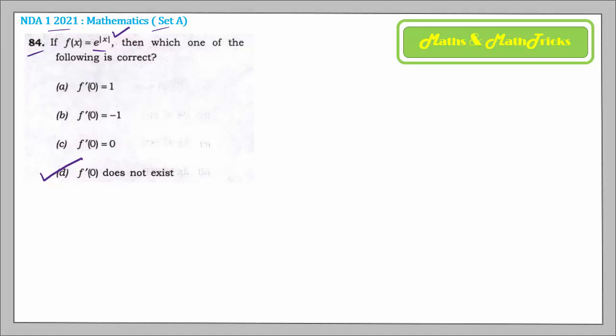So why the answer D? See, if you want to check the differentiability of the function, you have to cross-check the definition. What is the definition of a function to be differentiable at a given point? If you want to test the differentiability at x equals a, then you have to test the LHD and RHD. Are they equal? If they are equal, then yes, you would say that the function is differentiable at that point a.